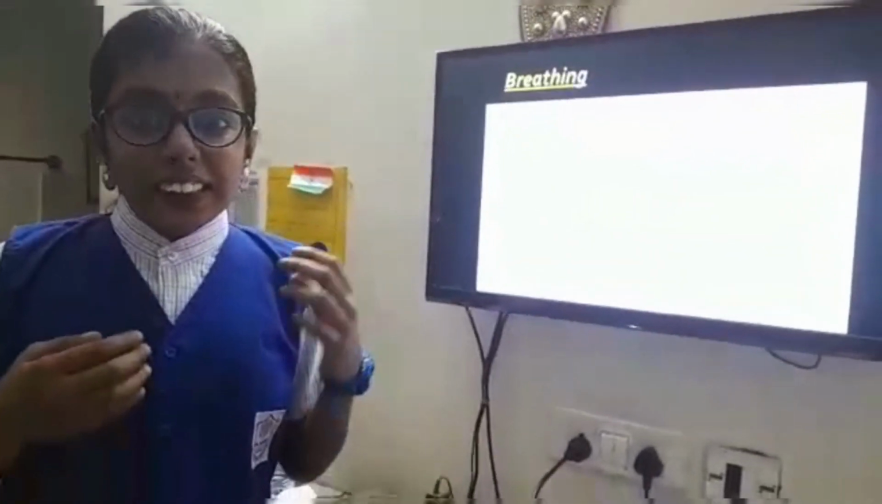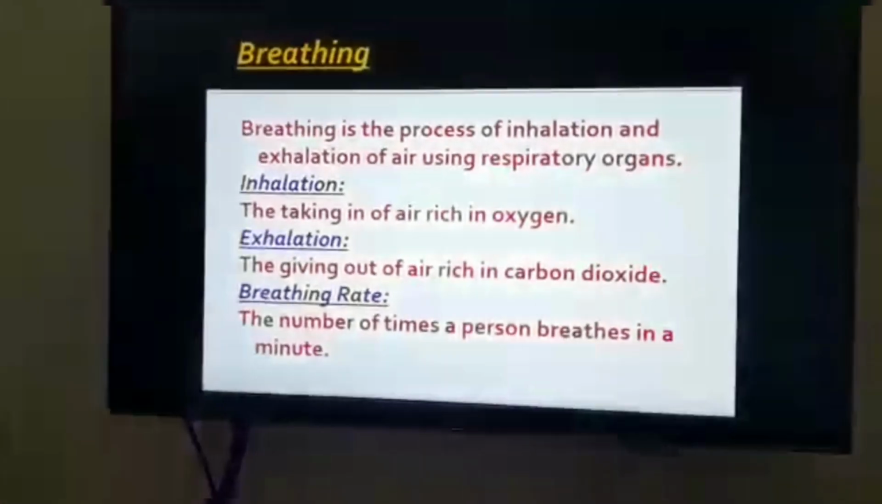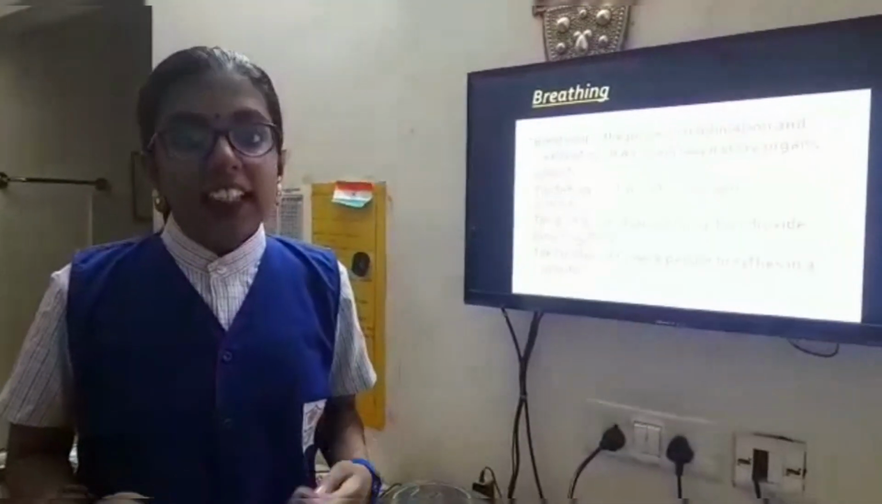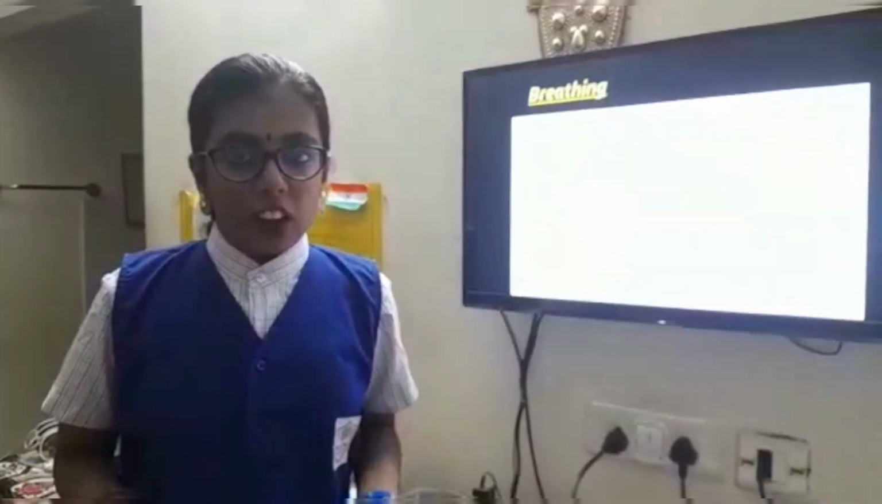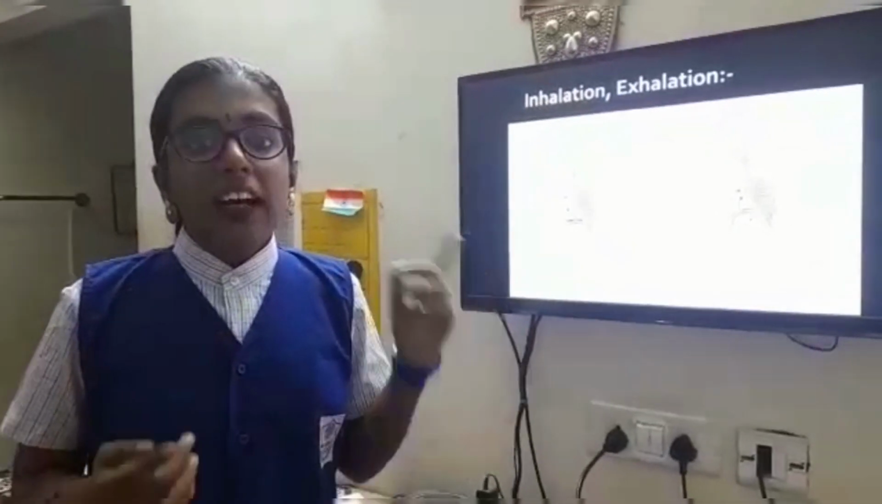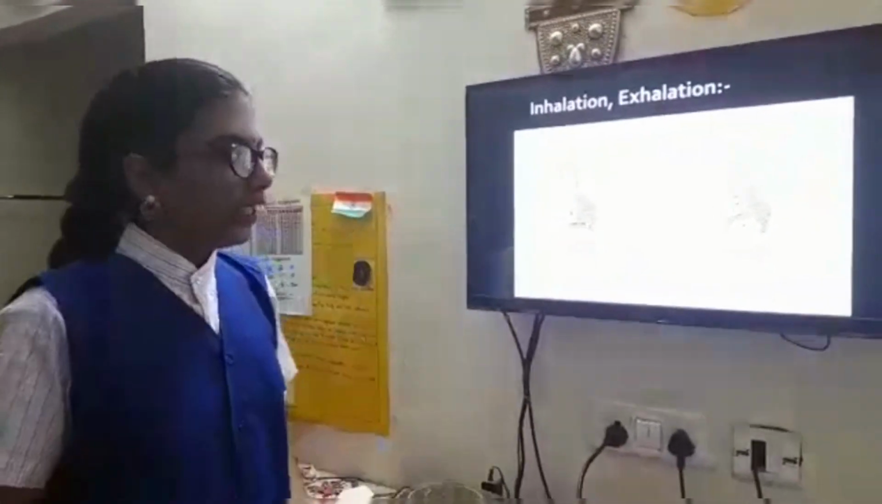Breathing. Breathing is the process of inhalation and exhalation of air using respiratory organs, that is lungs. Inhalation. The taking in of air rich in oxygen is known as inhalation. The giving out of air rich in carbon dioxide is known as exhalation. Breathing rate. The number of times a person breathes in a minute is called breathing rate. A breath is one inhalation plus one exhalation.